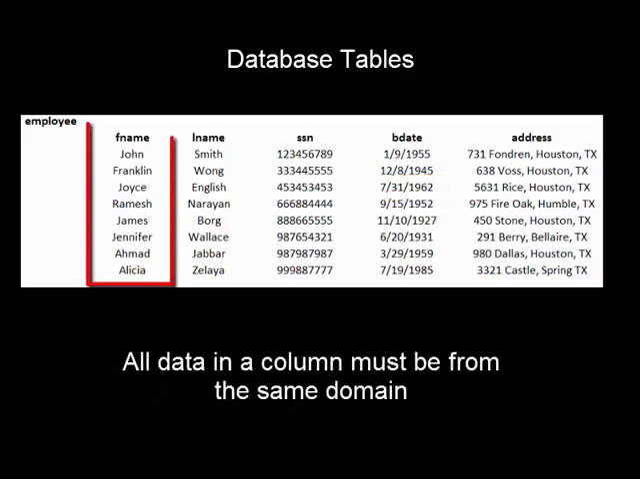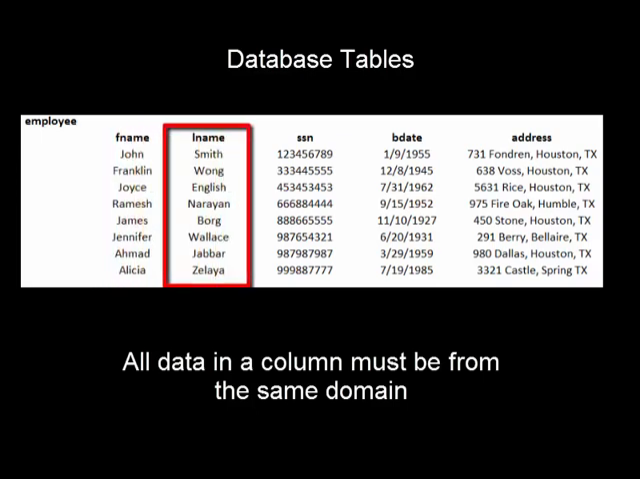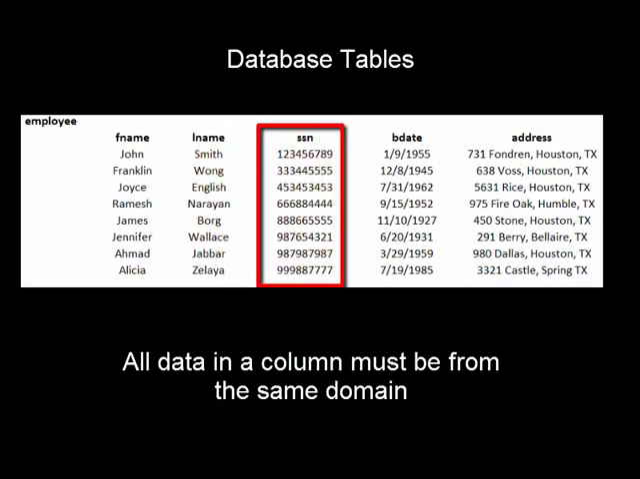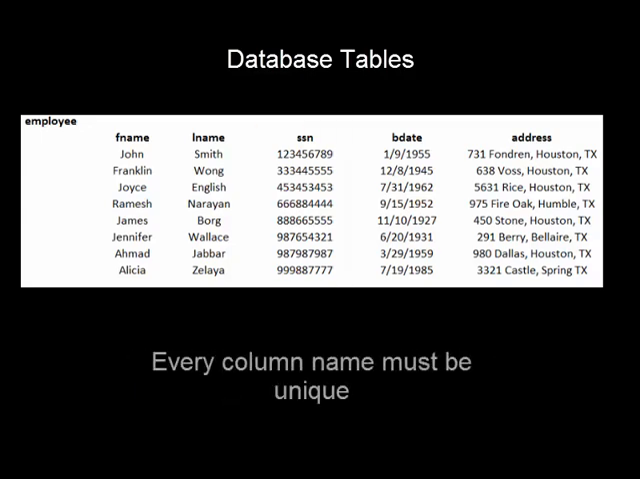When looking at a column of data, all data in the column must be from the same domain. This means that if the column is supposed to hold social security numbers, only social security numbers may be stored in any given record for that column. Within a table, every column must also have a unique name. The same column name can be used in other tables, but within this table, every column name must be unique.